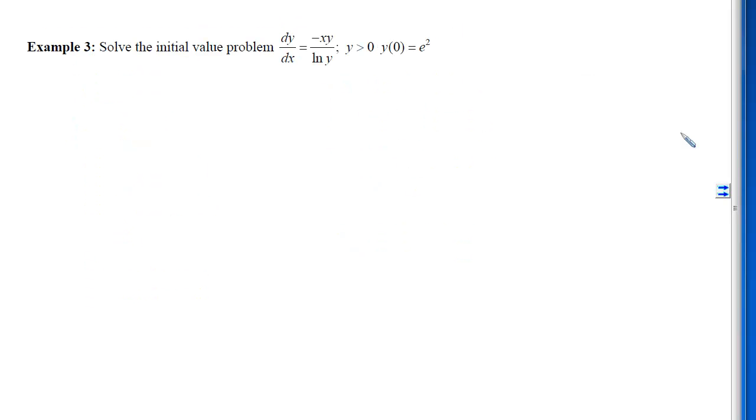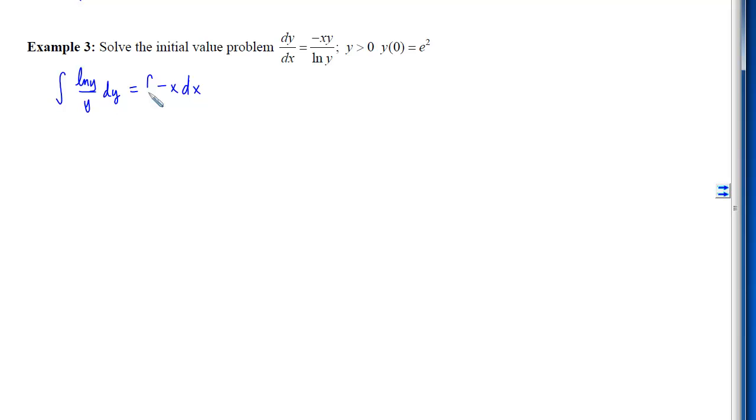With example 3, we see that x's and y's are all mixed up, so separating them does not involve simply moving the dx to the other side. Separating in this case means that we actually need to move this log natural of y to the left, we need to move this y to the left, and we need to move the dx to the right. So if we do that, we will get a log natural of y over y times dy equals negative x times dx.